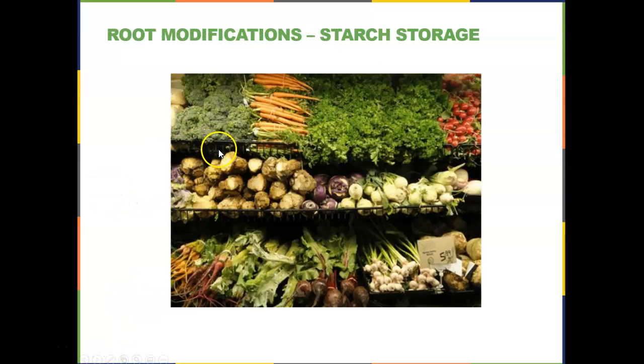Which leads me to our next slide, which is modifications for roots. Some roots have been modified to store lots and lots of starches, like those carrots in their taproots. Other taproots include beet plants and turnips, which are other root plants that store a lot of carbohydrates or starches in their roots.